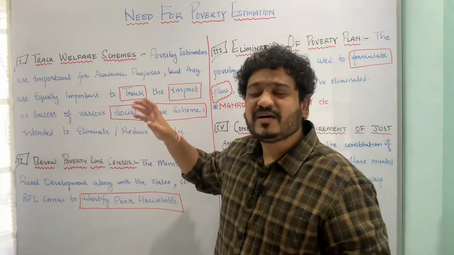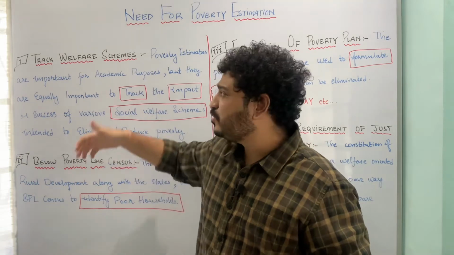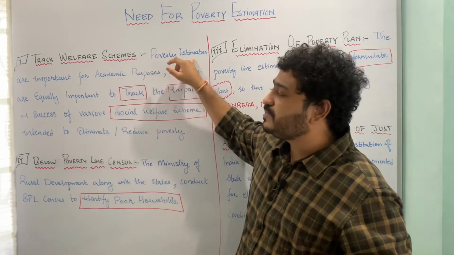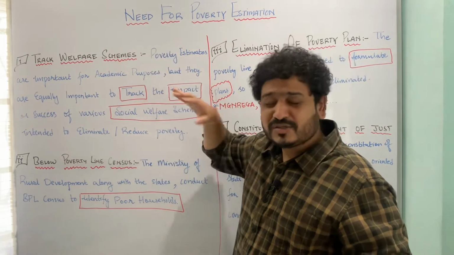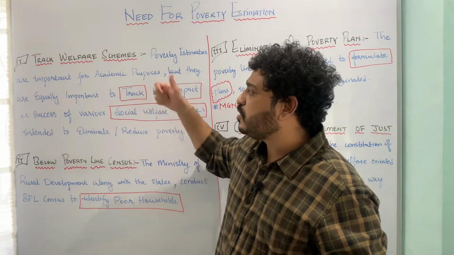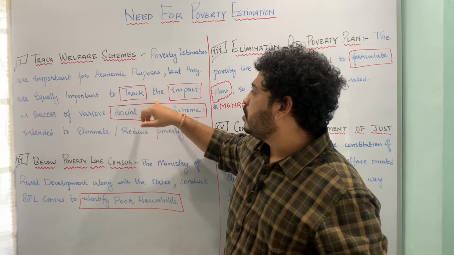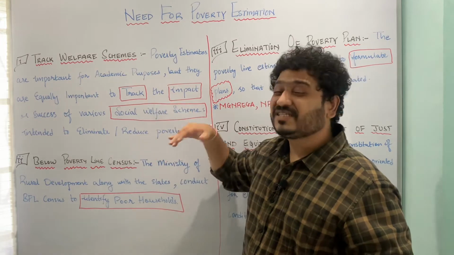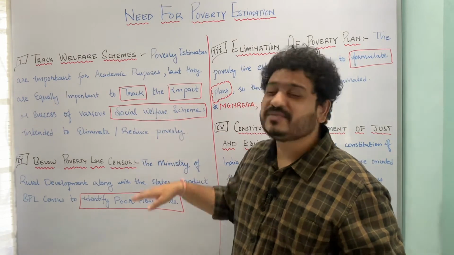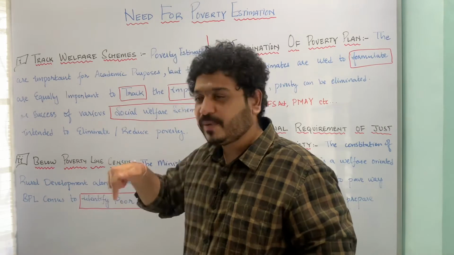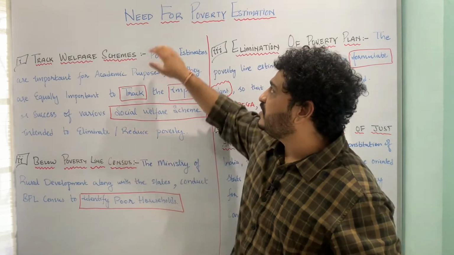One of them is directed towards elimination of poverty, and to track that we need to calculate or estimate something called poverty. So it is not only important for academic purposes but also to track the impact or the success of various social welfare programs intended to eliminate or reduce poverty. So this is the first reason why we need to estimate poverty.